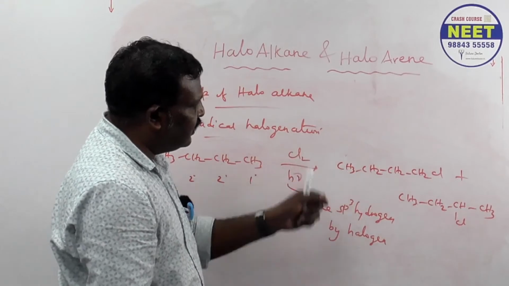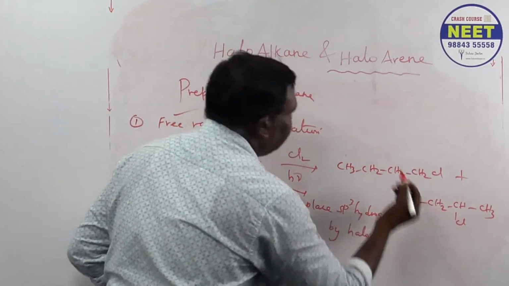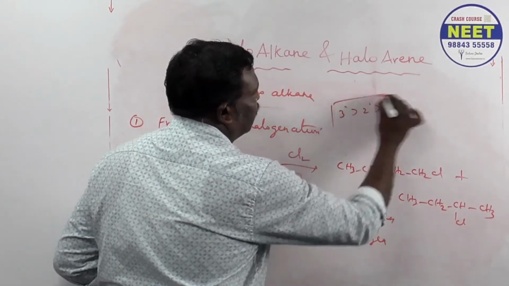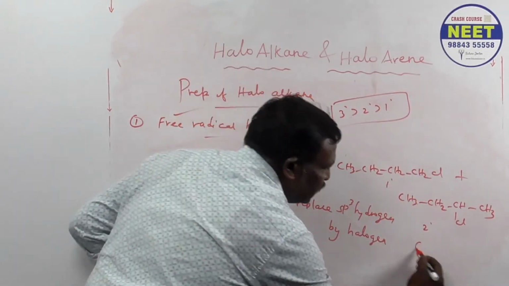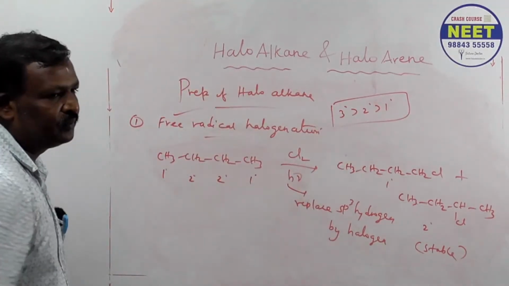Sometimes they'll ask only the stable product. Stable product means what? Just remember, tertiary is more stable than secondary, and secondary more than primary. Okay. So this is called primary, no. This is called secondary, no. So this is what? Stable product. Right.